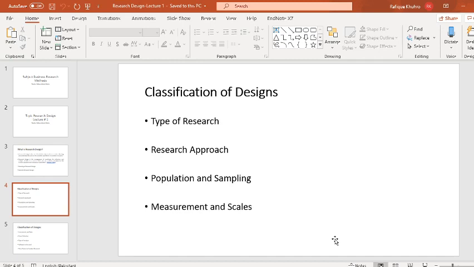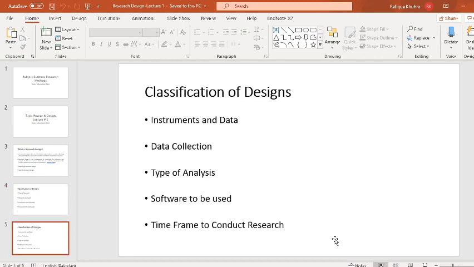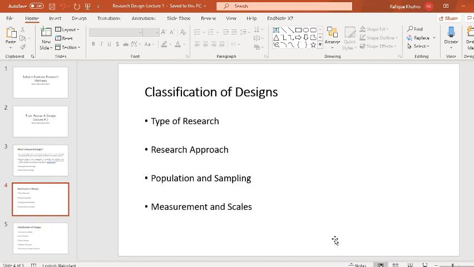So this was a classification: type of research, approach, population, measurement instrument and data collection, type of analysis, software used, and time frame. All these things I have classified today. I have divided them into different lectures, and the total lectures that consist of research design are 9 lectures. So we will cover the third part of research.